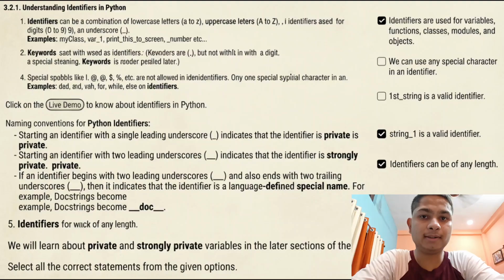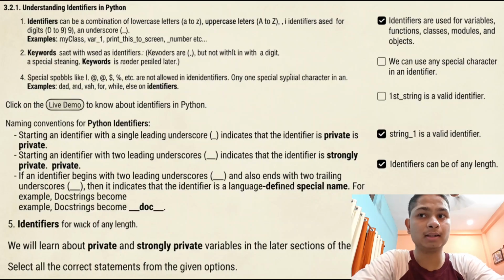While talking about identifiers, there are a few more important things to keep in mind before completing the topic, which are as follows. Class names start with an uppercase letter, and all other identifiers start with a lowercase letter. The second point is that starting an identifier with a single leading underscore indicates that the identifier is private. That means an underscore before any letter indicates that the identifier is private.